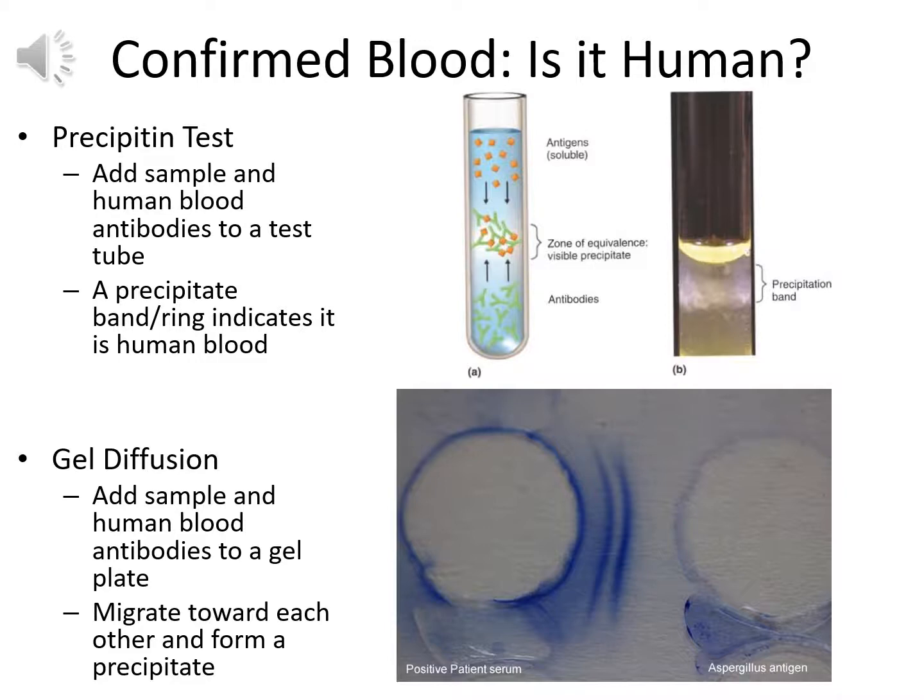Another method is gel diffusion. You add that sample and the human blood antibodies to a gel plate. If they migrate toward each other and form a precipitate, then you're dealing with human blood. If that doesn't occur, then just like a negative precipitin test, you are dealing with blood that you know already, but it's not human blood.